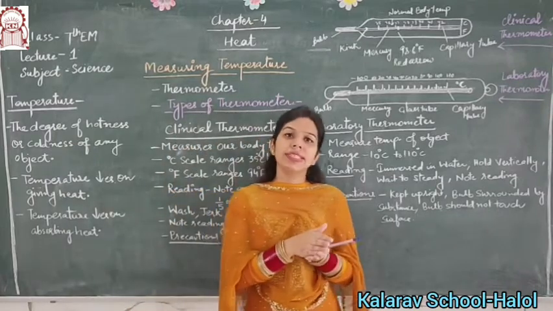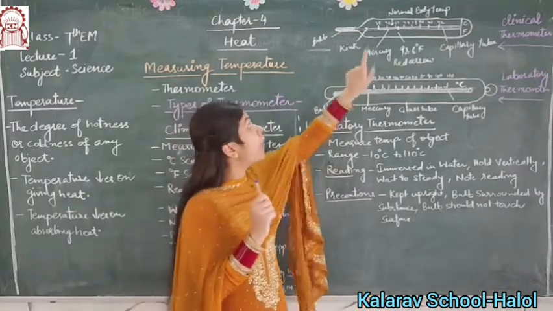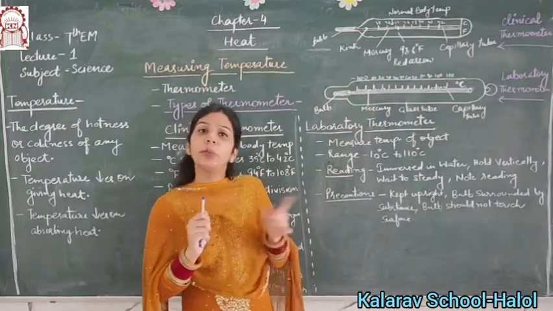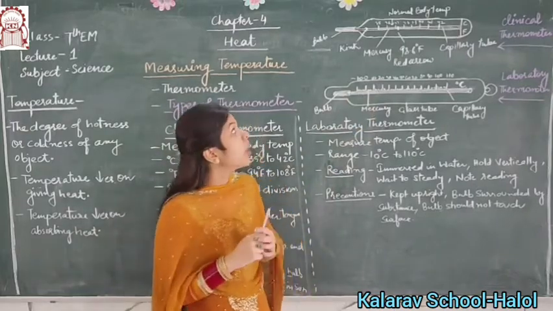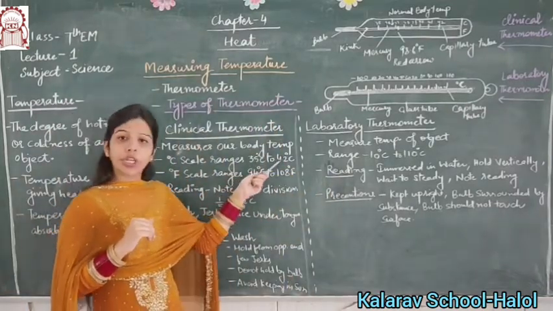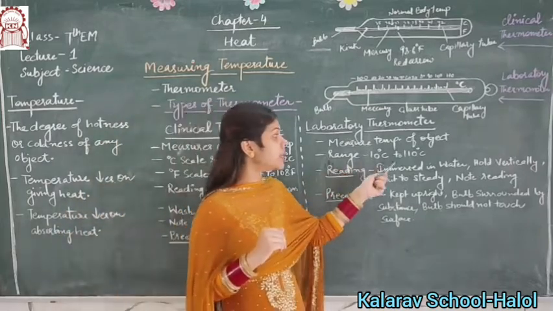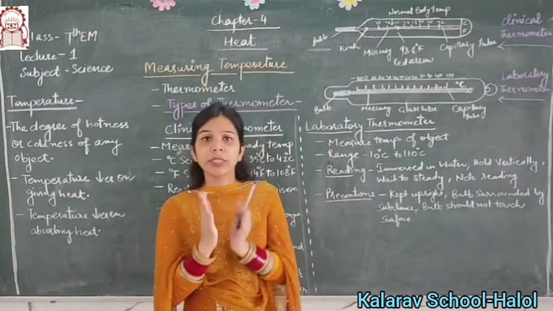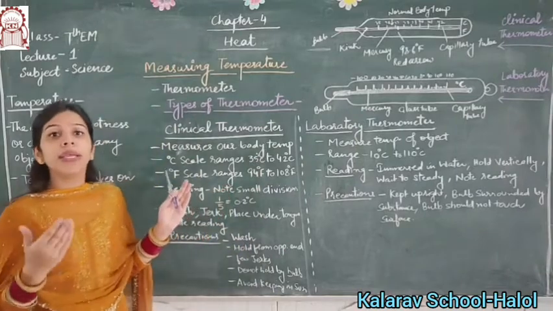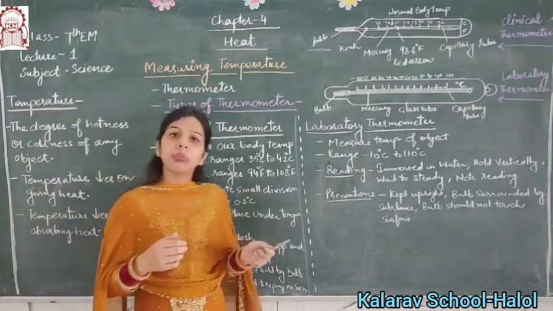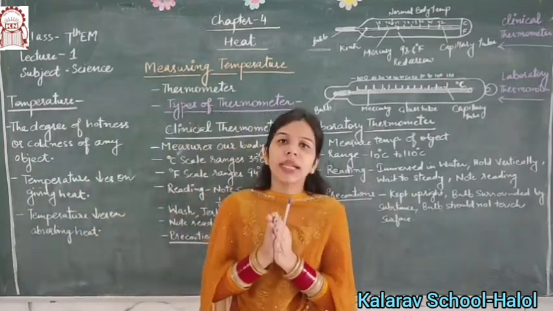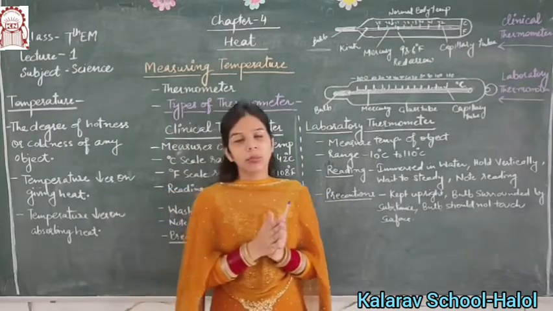But there are points of difference also. Firstly, there is a kink in the clinical thermometer, but there is no kink in the laboratory thermometer. Second, the range is different. In the clinical thermometer it is 35 degrees Celsius to 42 degrees Celsius, but it is -10 degrees Celsius to 110 degrees Celsius in the laboratory thermometer. Third, the clinical thermometer is used by doctors to measure the body temperature of humans, but the laboratory thermometer is used to measure the temperature of objects. So here are the differences and similarities between the laboratory thermometer and the clinical thermometer.